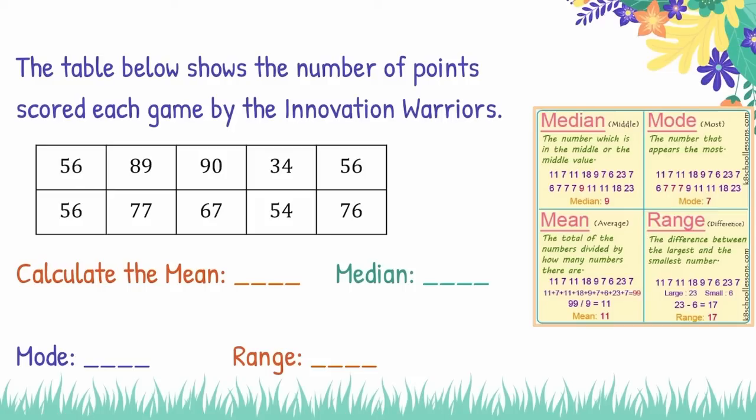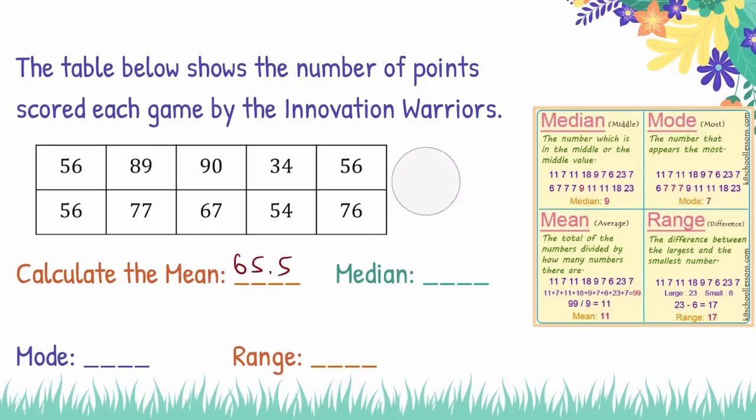Well, in order to calculate the mean, we would just add 56 plus 89 plus 90 plus 34 plus 56 plus 56 plus 77 plus 67 plus 54 plus 76. My sum would be 655 divided by, there's 10 numbers in total. You can count these up, 1, 2, 3, 4. We'll get to 10. So 655 divided by 10 would be 65.5.